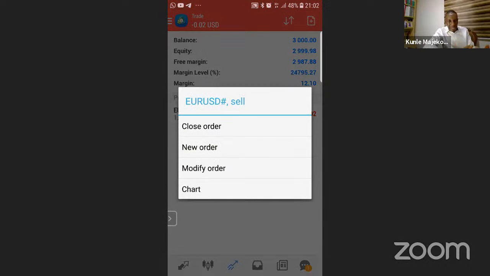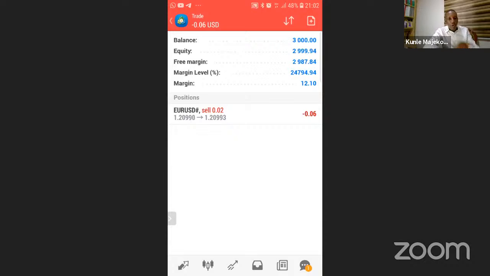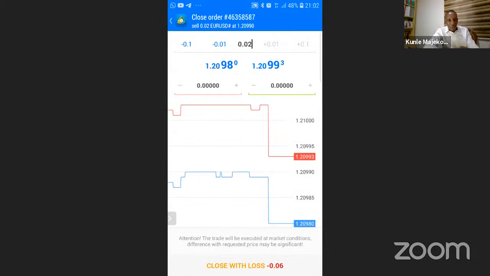It will tell me this. If I want to close this trade now, I'll just click close order. If I click close order, it's telling me, look down there. If you look at the bottom there, it tells you close with a loss of, it tells you the loss. Do I want to close? If I want to close, I click on it again, it will close and it will post me that loss. But that is not what I want to do, by the way.